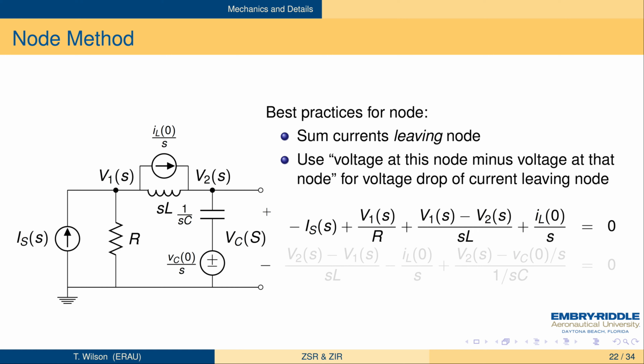So the currents are leaving the node labeled V1. Minus I sub S is the current leaving through the current source. V1 over R is the current leaving through the resistor. V1 minus V2 over SL is the current leaving through the impedance SL. And IL of 0 over S is the current leaving through the current source in the inductor. Now the currents leaving V2 of S. V2 minus V1 over SL is the current leaving V2 through the impedance SL. Minus IL of 0 over S is the S domain current leaving through the source. And then the current leaving through the capacitor is V2 minus VC of 0 over S, divided by 1 over SC, the impedance of the capacitor.